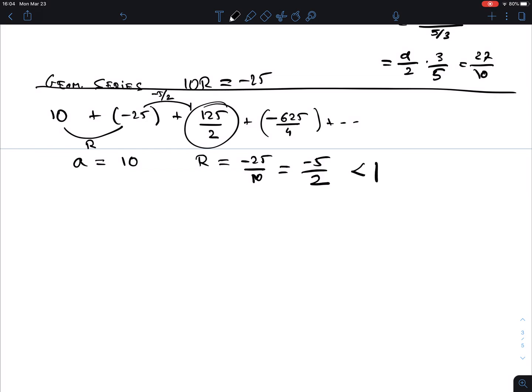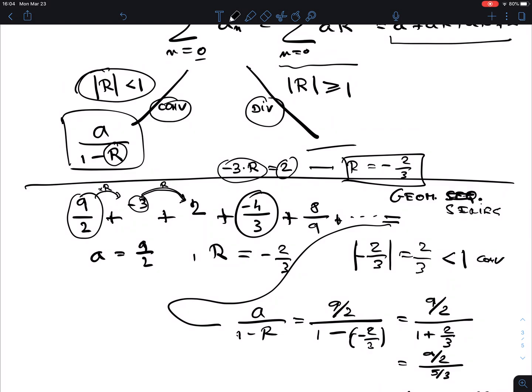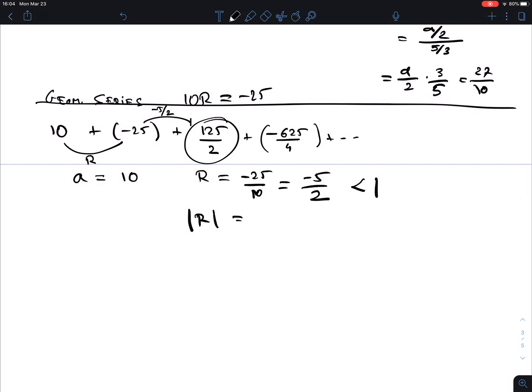So this is less than 1, right? Because it's a negative number. So this means it's convergent. Oh, wait. We said it has to be the absolute value here. So let's look at the absolute value of r. That is 5/2, which is bigger than 1. And therefore, this is divergent.